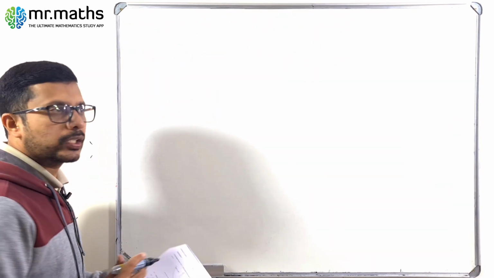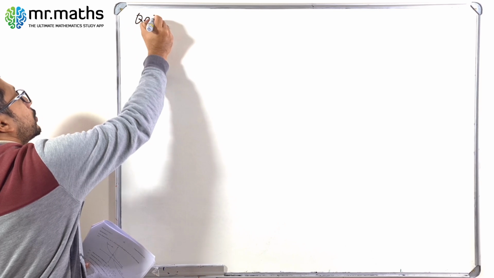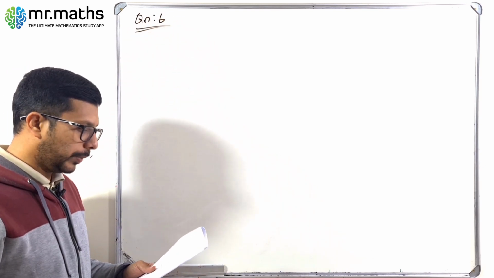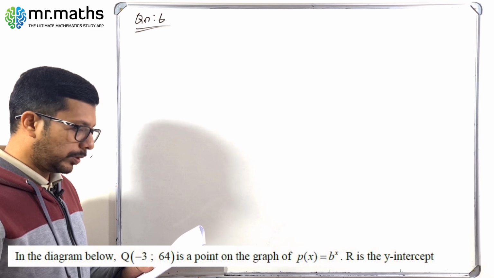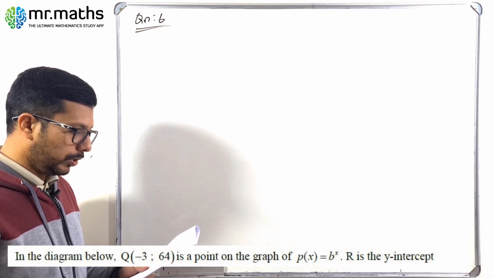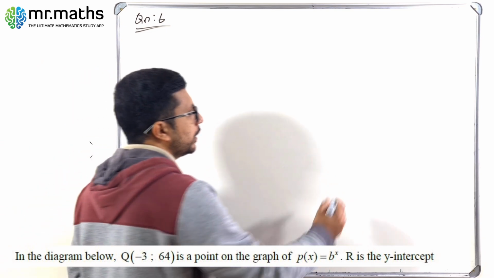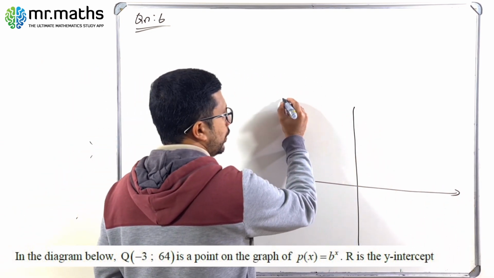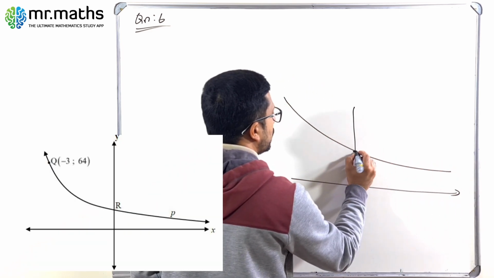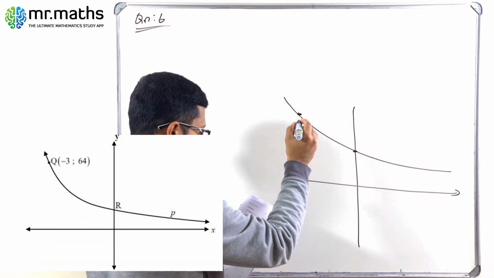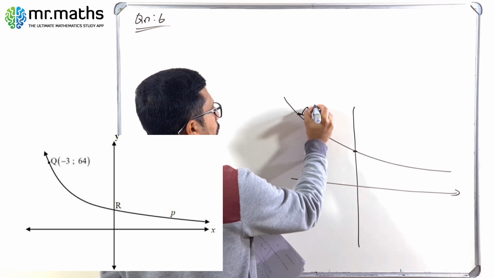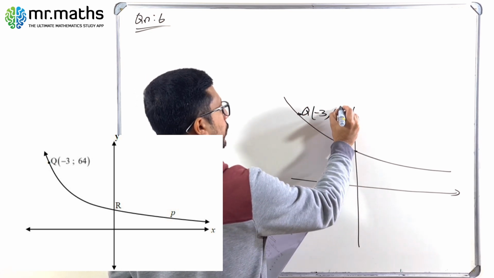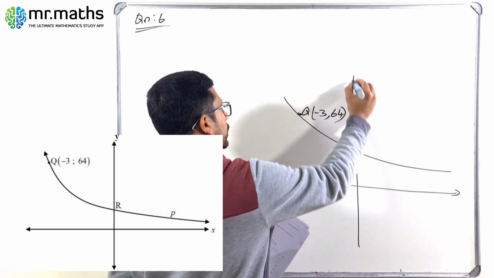Okay, now let's move to the next question, question number 6. In the diagram below, Q(-3, 64) is a point on the graph p(x) = b^x. There is a diagram given like this, and a graph, and this is the point Q(-3, 64). One point on that graph is given.